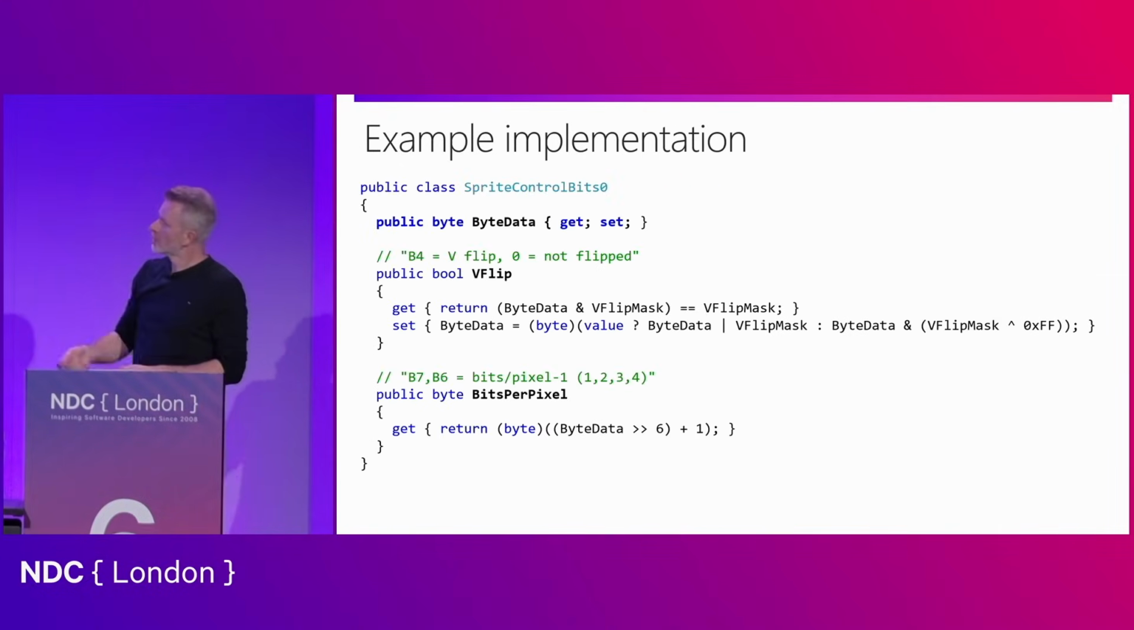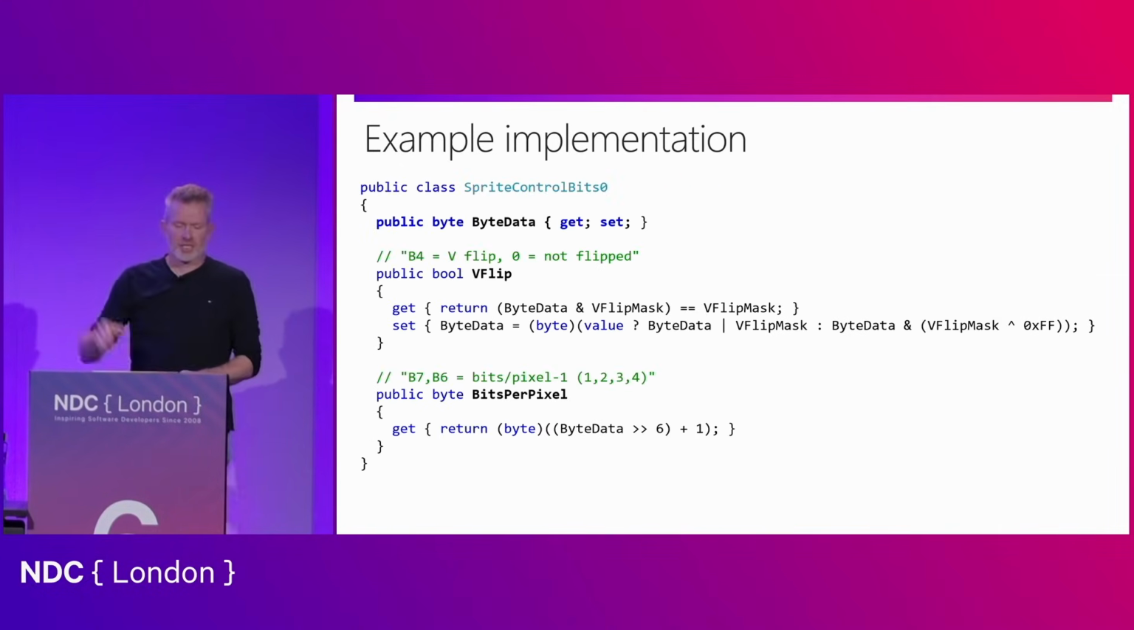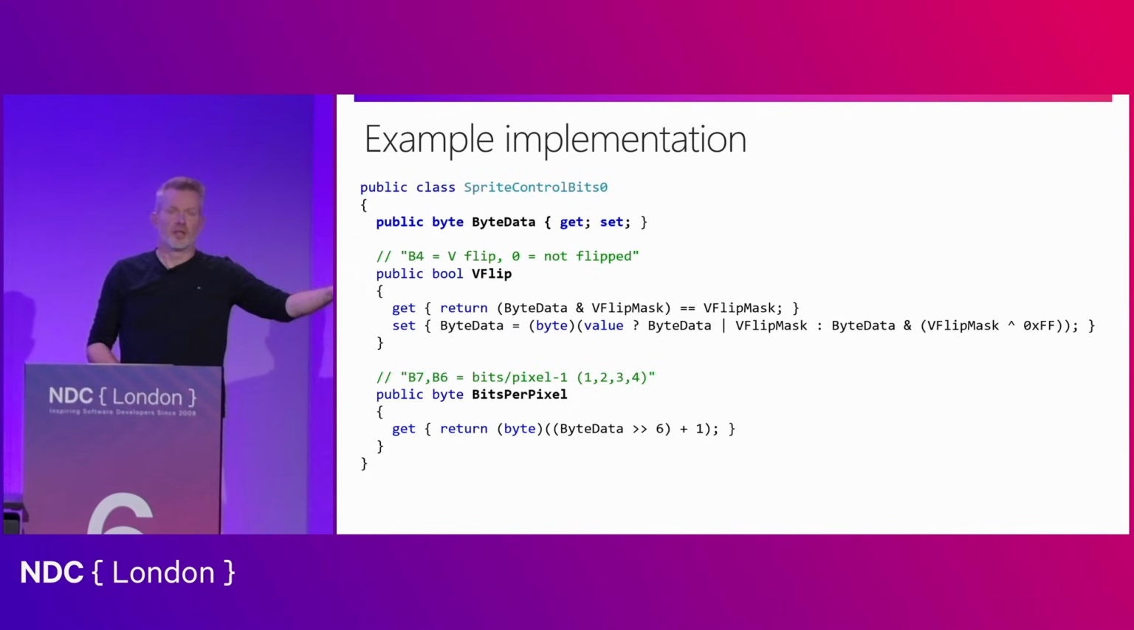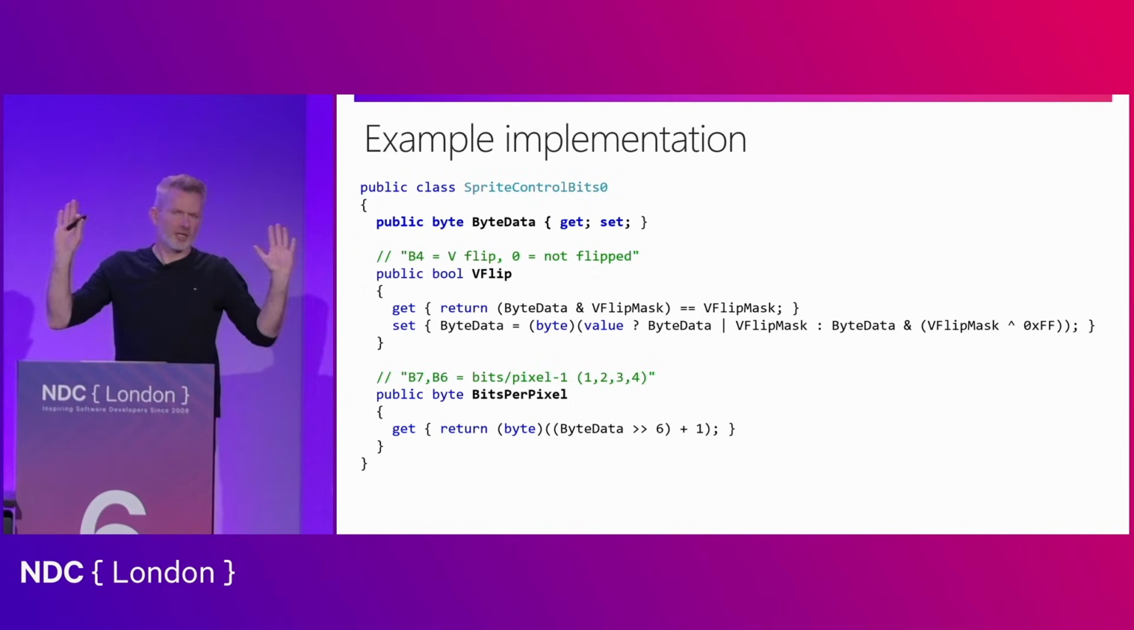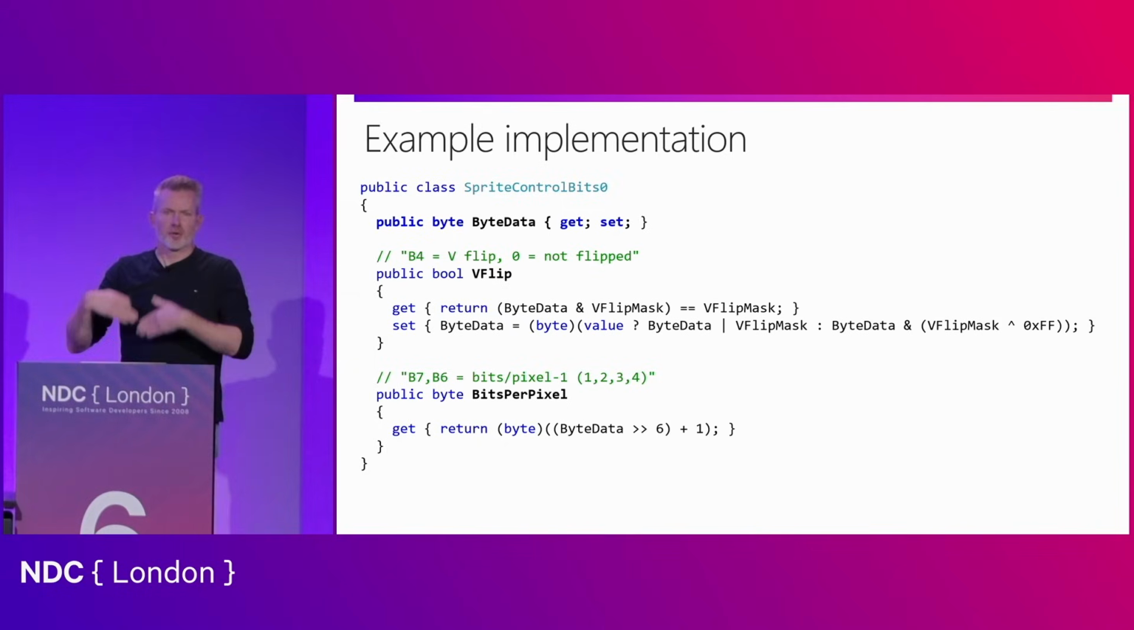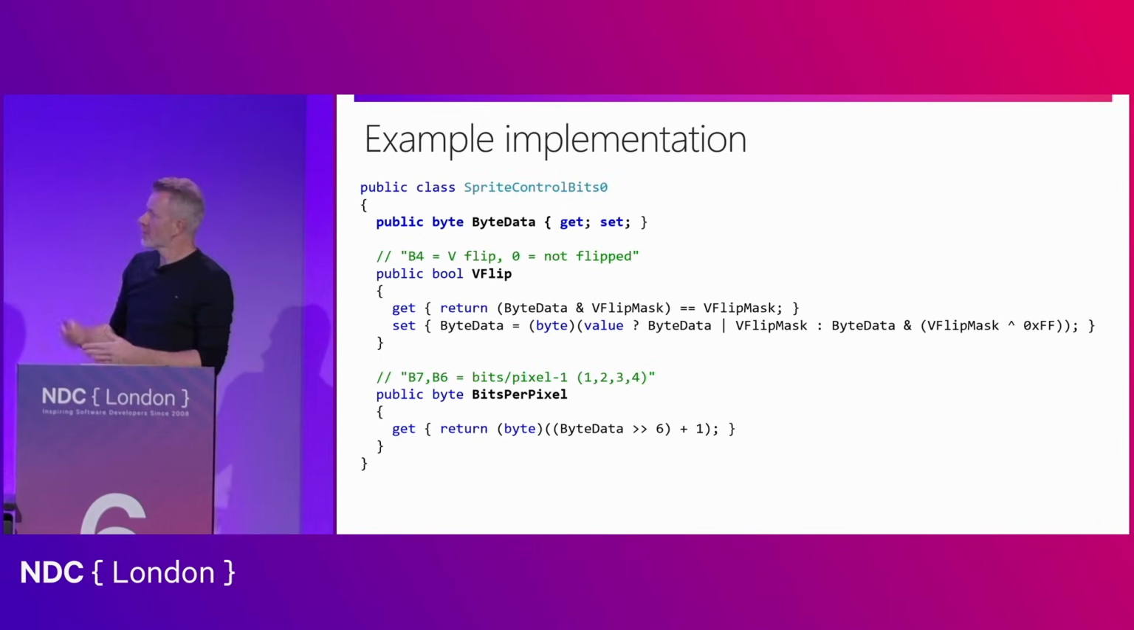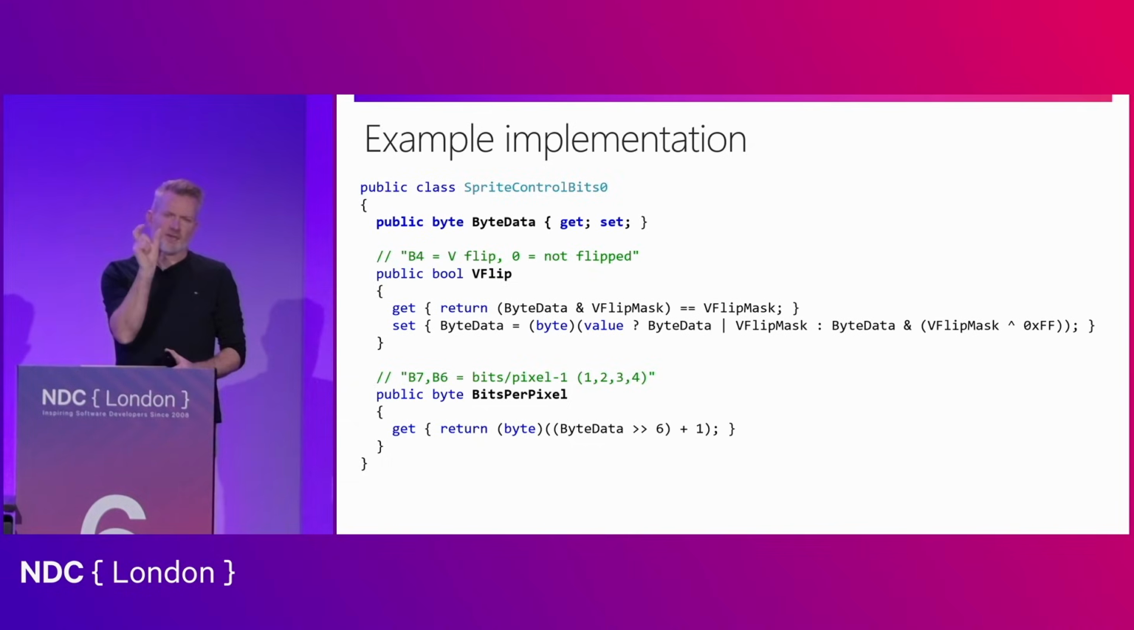In code, it would be something like this. You see the byte data at the top. That's the complete byte that's being written by the CPU. It doesn't have any clue what it means. In our implementation of the emulator logic for the hardware, it's much easier if we have properties indicating the individual bits, so your code becomes more readable.